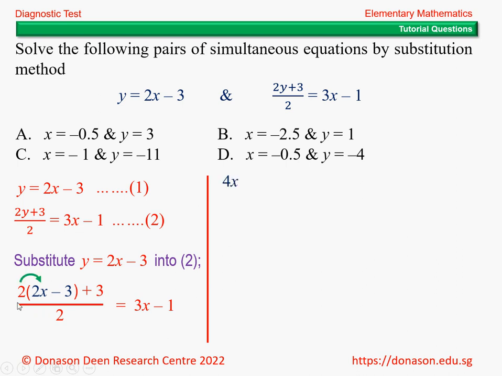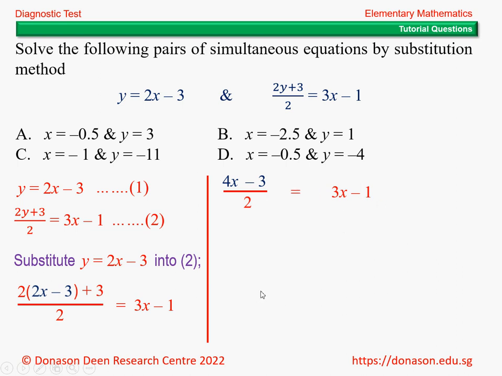Next we're going to expand. Twice of 2x is of course 4x, and then twice of negative 3 is minus 6. I did not do anything with the plus 3. I just copied it down over 2, and the right hand side still remains as 3x minus 1. Now here we have a couple of numbers, minus 6 and a plus 3, which I can simplify together. Minus 6 and a plus 3 together is going to become minus 3. So I have (4x minus 3) over 2 equals 3x minus 1.